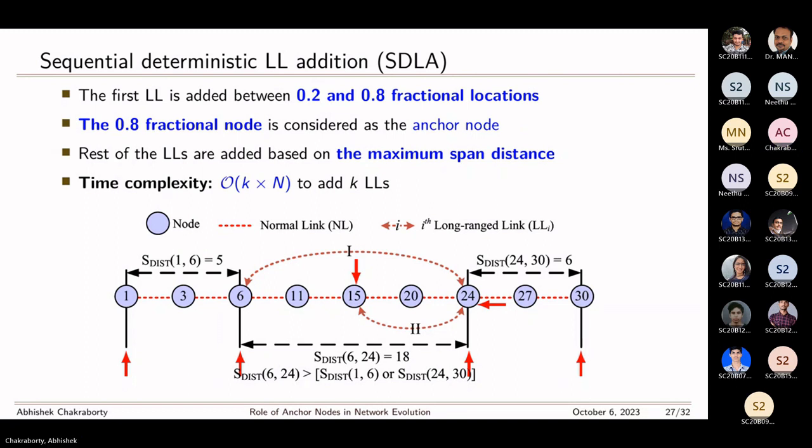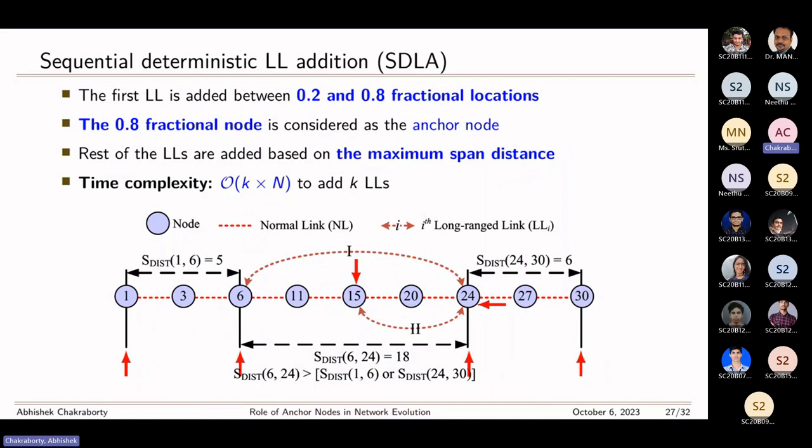Understood? For this particular heuristic, it will take only order of k times n to add only k long links, whereas for near optimal link addition, it was almost k into n to the power 4 log n. So it is too fast. In minutes you will get the k long links.